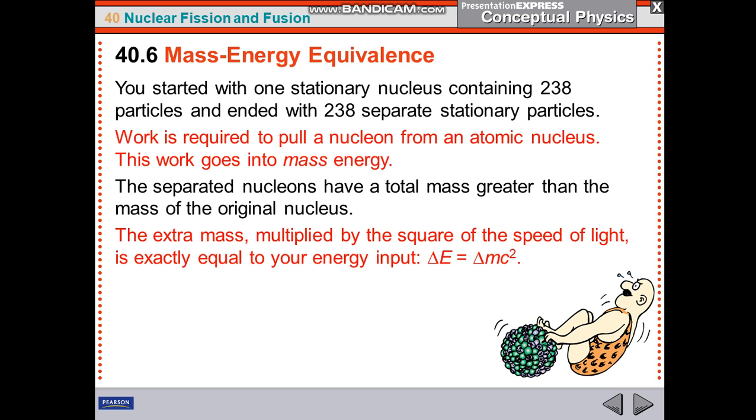You started with one stationary nucleus containing 238 particles and ended with 238 separate stationary particles. So, work is required to pull a nucleon from an atomic nucleus. This work goes into mass energy. The separated nucleons have a total mass greater than the mass of the original nucleus. The extra mass multiplied by the square of the speed of light is exactly equal to your energy input. So, change in energy is equal to change in mass times c squared, where c is the speed of light.